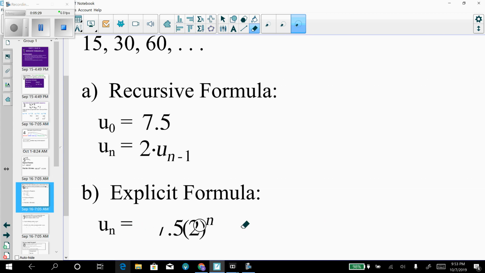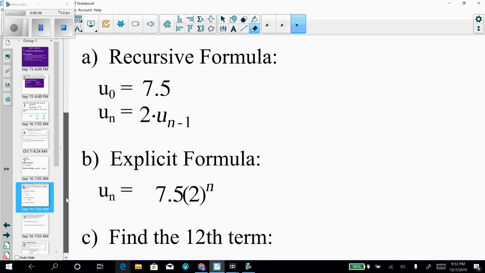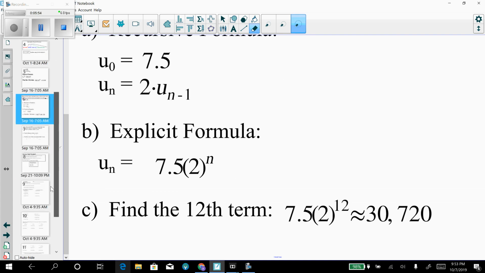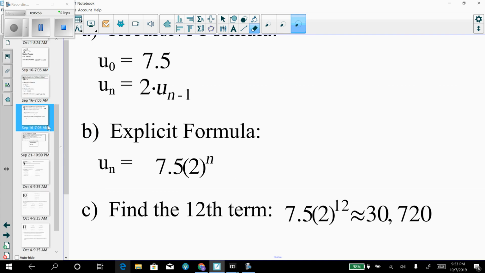All right, so if you had 7.5 times 2 to the nth power, you got it right. This is your starting amount. There's your growth or decay rate to the nth power. The 12th term here, 7.5 times 2 to the 12th power, gives you about 30,720. All right, we are getting close to the end here. Let's do one more.